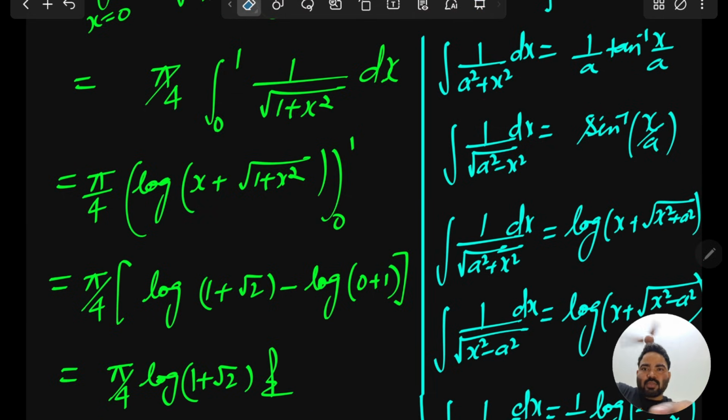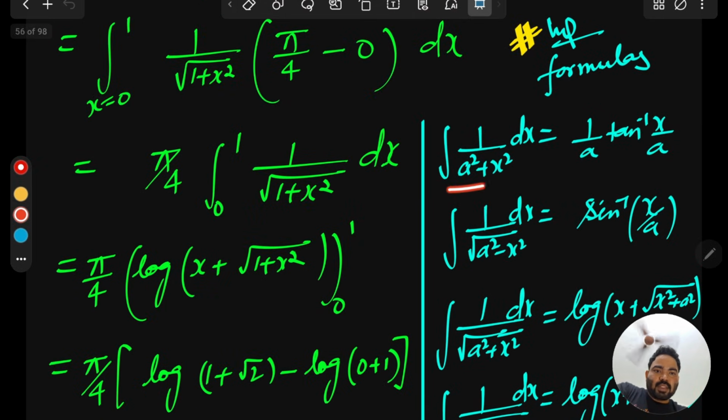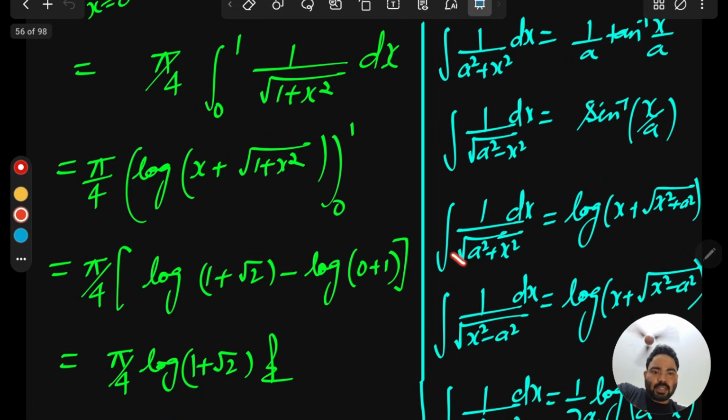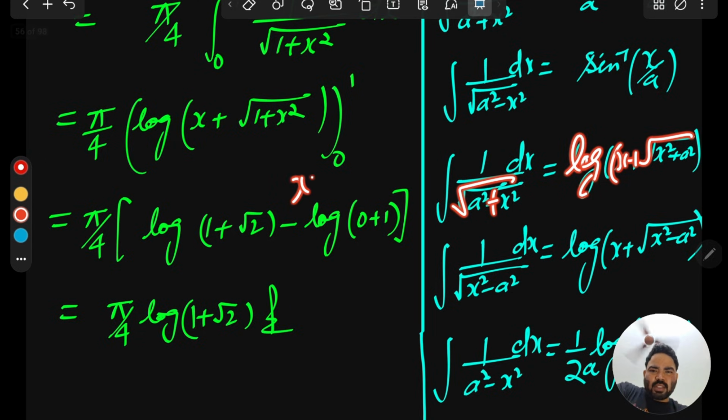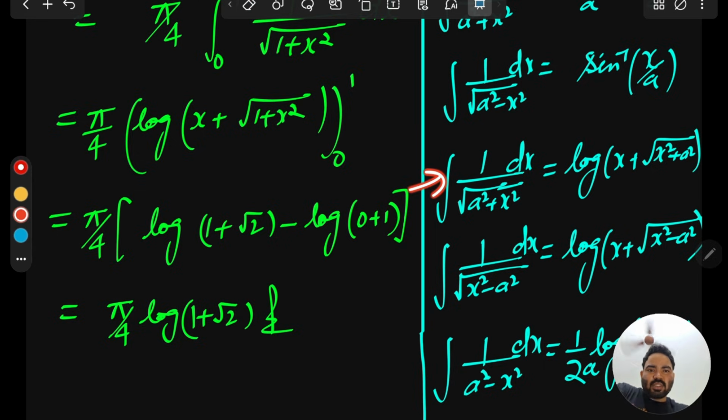So these are some formulas you have to understand. If it is a square plus x square, then this will give you 1 upon a tan inverse x upon a. If there is under root a square minus x square, then you already know sin inverse x upon a. There is no 1 upon a term that will come. So this thing you have to remember. And if there is a plus sign, then this will become the log formula, log of x plus under root x square plus a square. Either you can solve by putting x equal to tan theta, or you can solve by this. The easy thing is to just remember this formula.